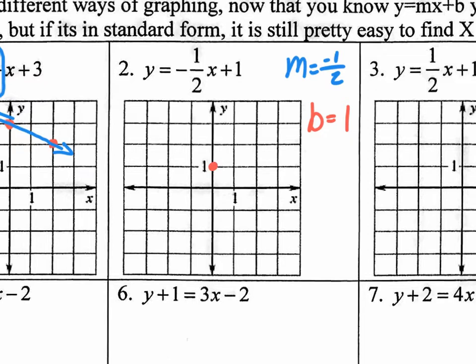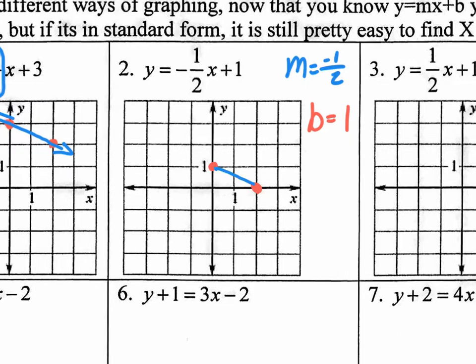Now from that point, do I rise or do I drop? It all depends on your slope. And what kind of slope do we have? We have a -1 over 2. So I'm going to go down 1 over 2 and put a dot right there. So down 1 over 2, put a dot right there. Now I'm just going to connect the dots and I have my line.